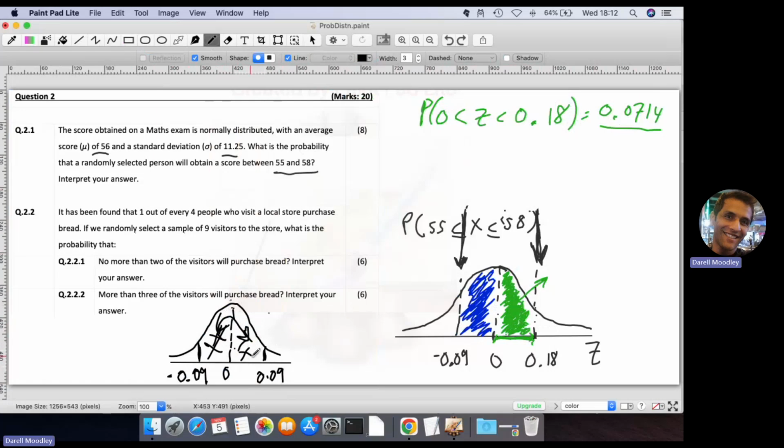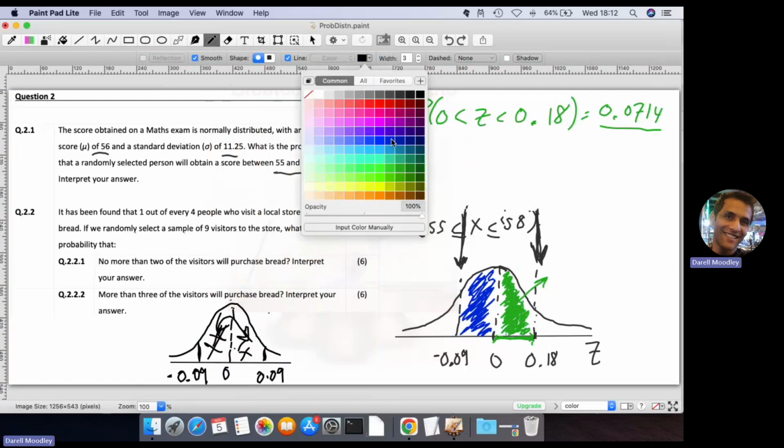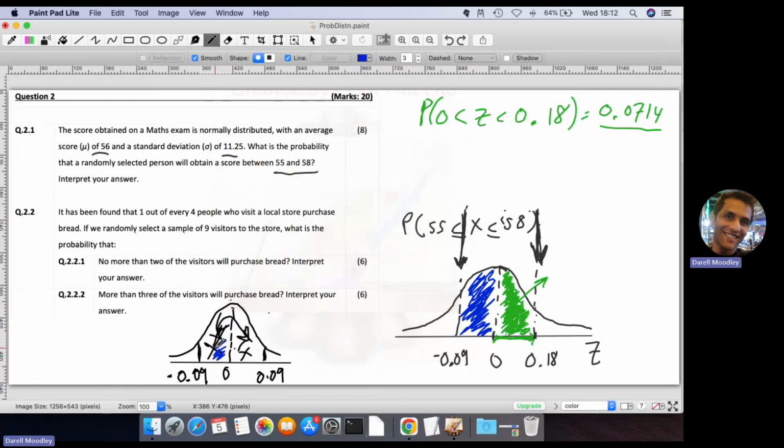All right. So using the same idea, remember I want this area here. So to get that area from my table, I simply find the area from 0 to positive 0.09, and that's the blue area. So that would be probability of 0 less than z less than positive 0.09. And that in my table is 0.0359.